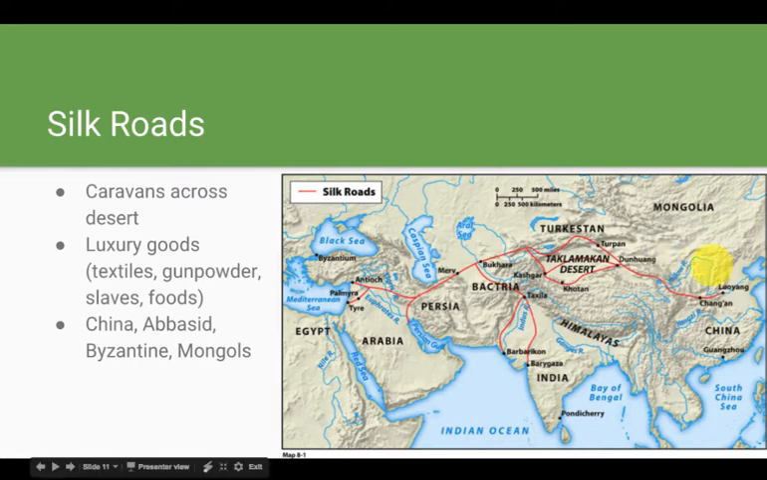And make sure your geography is clear, that we have China on this end, we have the Byzantine Empire on this end, the Caliphates, of course, are down here in the Arabian Peninsula, and then the Mongol Empire at its height in the 13th century controlled much of the middle.